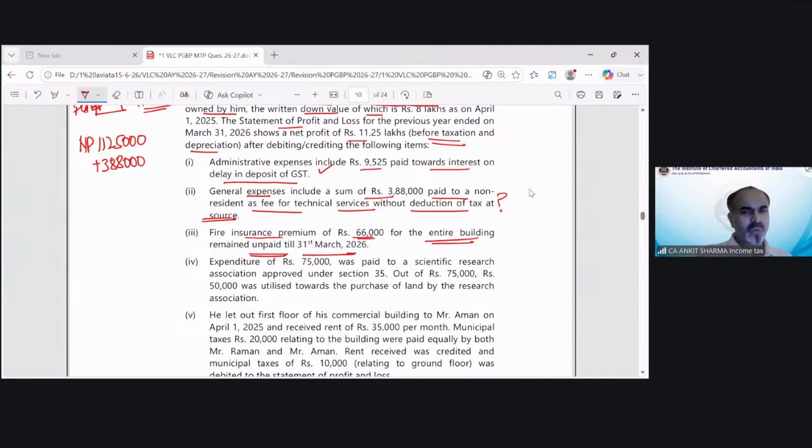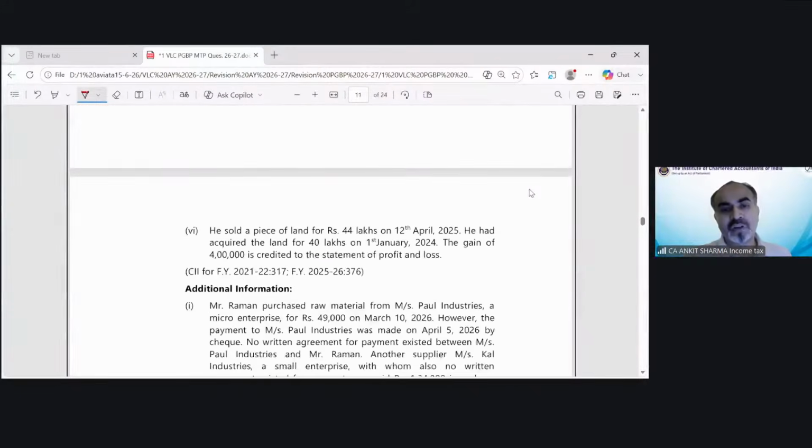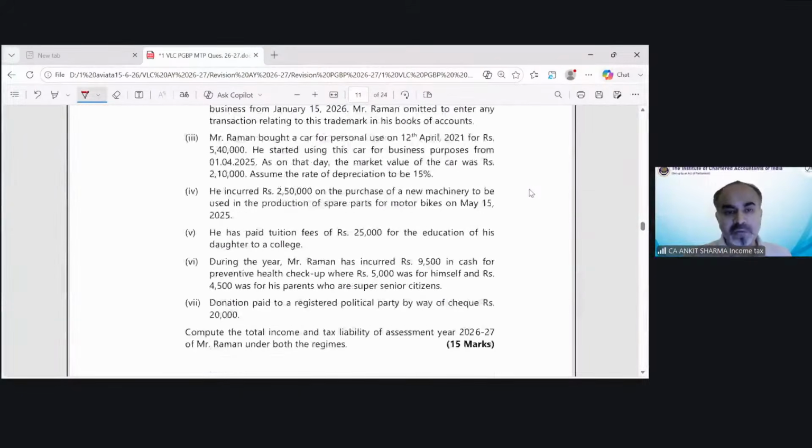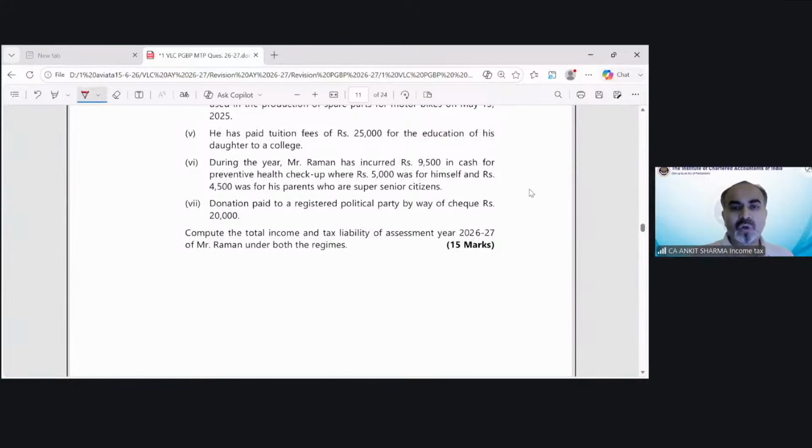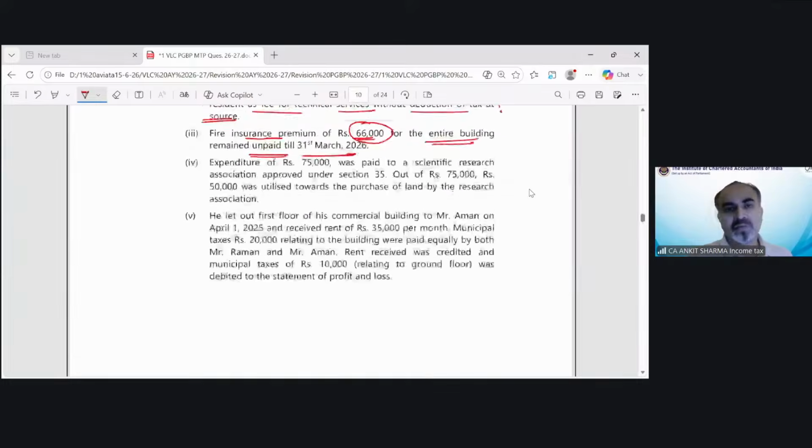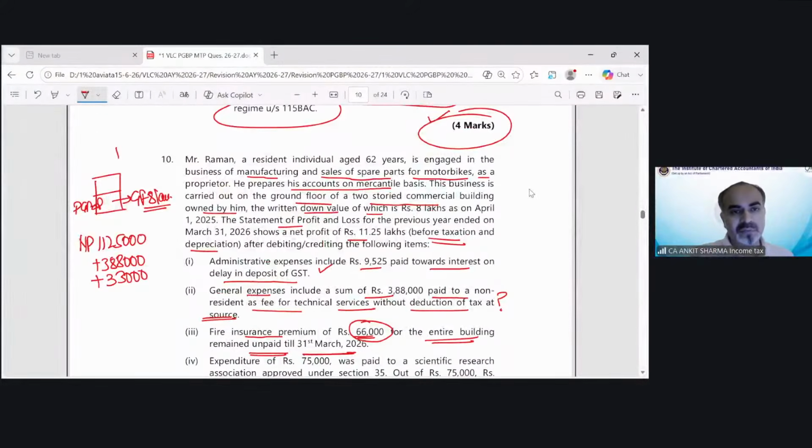Next is fire insurance premium of 66,000 for the entire building, remaining unpaid till 31st March 2026. On the basis of accrual, we can claim it, but this is for the entire building. As you can see, there are two parts of the building, ground floor and first floor, and the business is running only on the ground floor. So the other part's deduction we cannot claim under the business head. So this is going to be disallowed completely. Okay, we did not read the requirement of the question. Let's do it before solving further provisions. Compute the total income and tax liability under both the regimes. We are solving it under, first of all, the default tax regime.